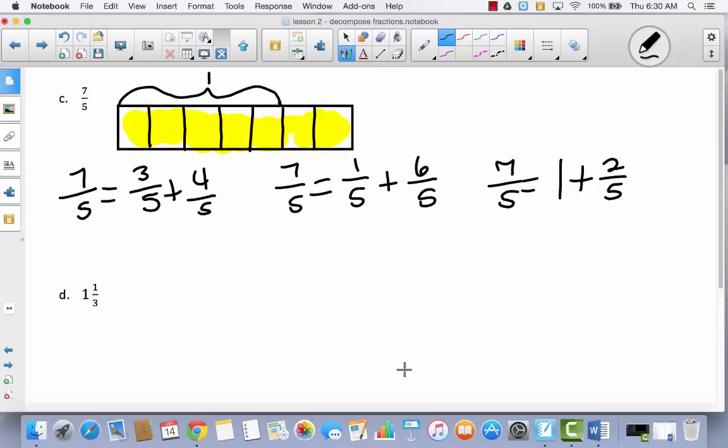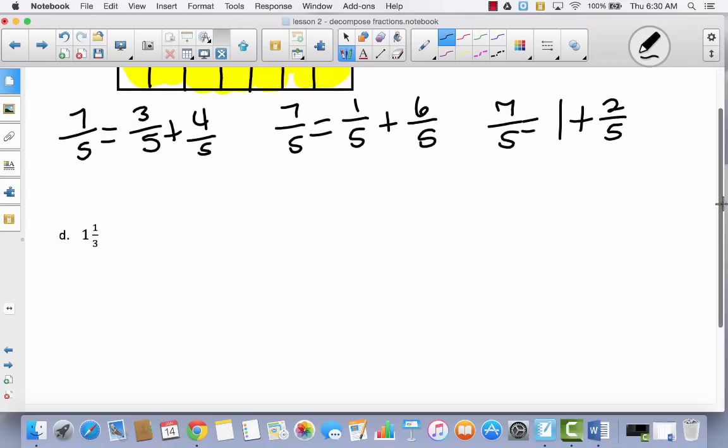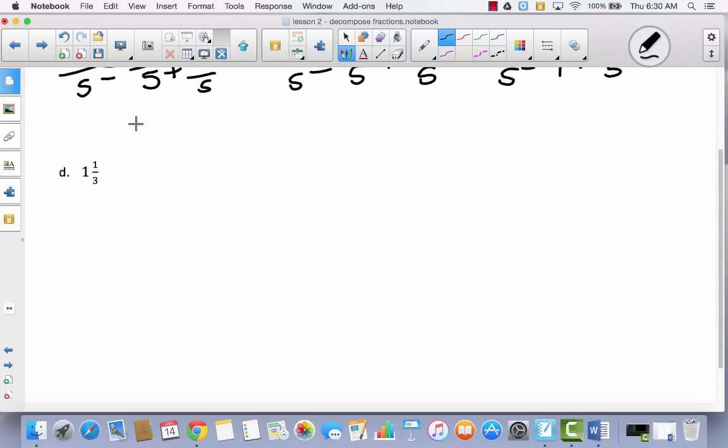Okay, so D is just a little bit different. The only thing that's different with D is that instead of making this an improper fraction, they made it a mixed number. And that's okay, we can do this. So let's go ahead and draw our tape diagram. And again, I'm going to have 1 whole, and then I'm going to have an additional third. So I'm going to go ahead and mark off the part that's going to be my whole. So I'm going to use my pencil, and I'm going to label this 1 whole.